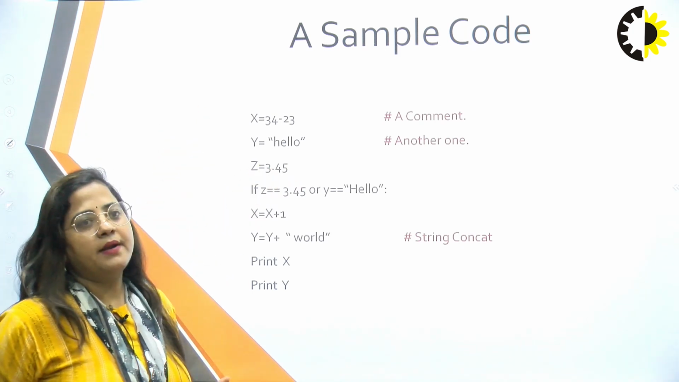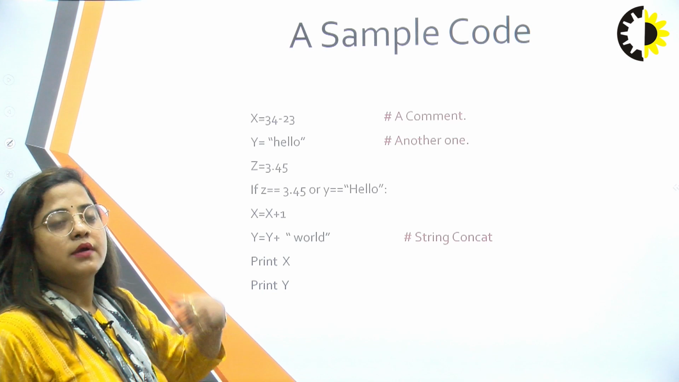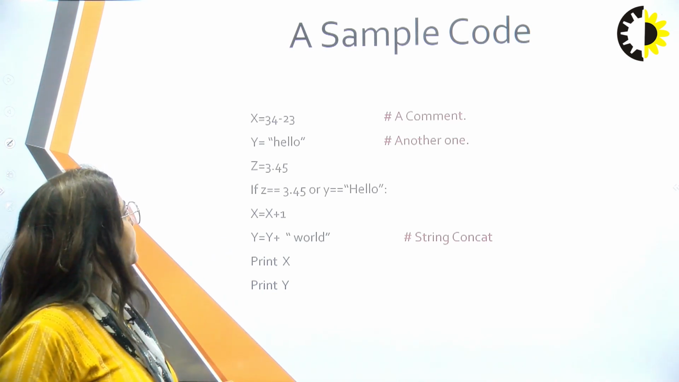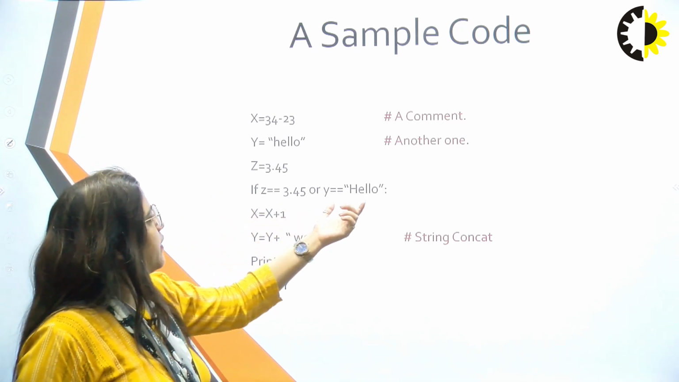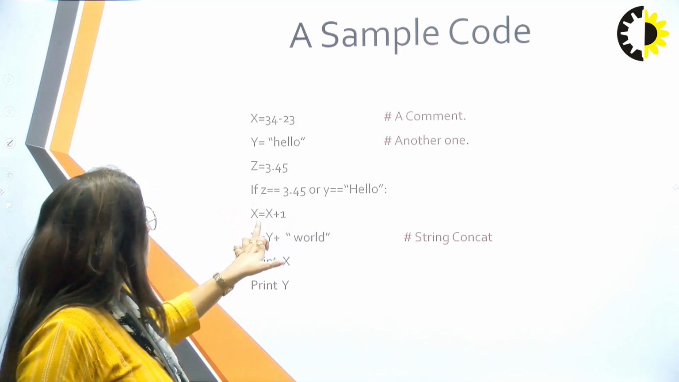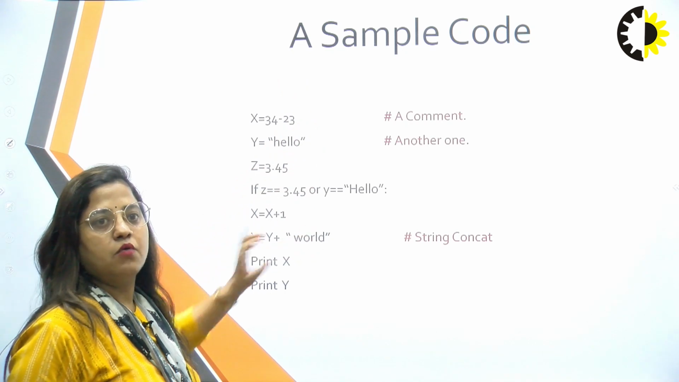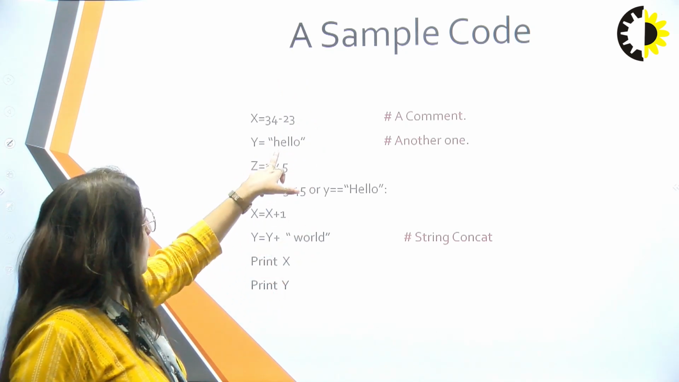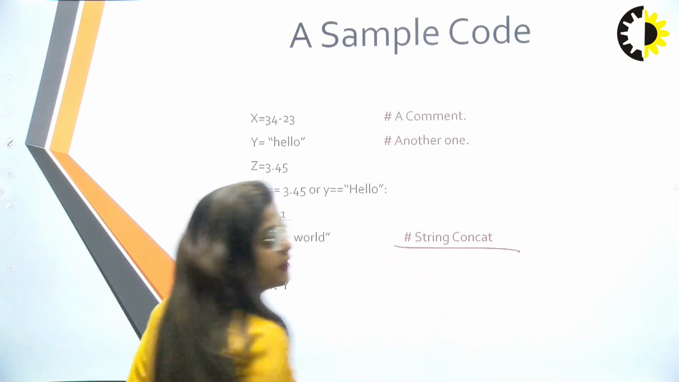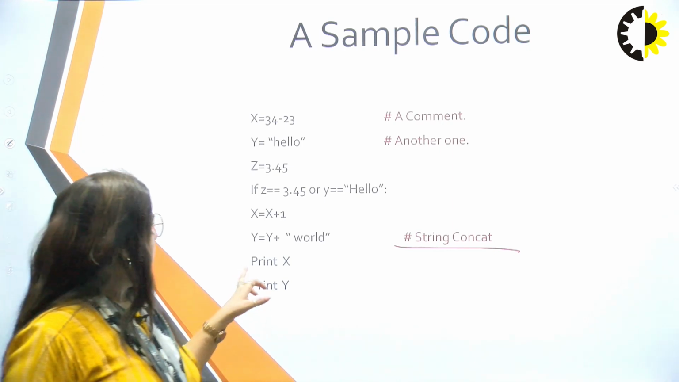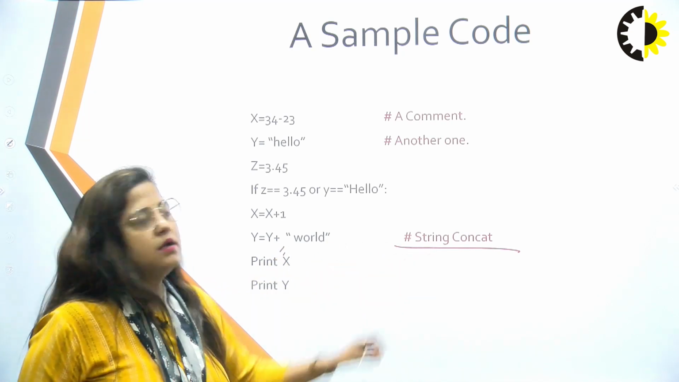So there is no need to declare any data types, whether integer, float or anything else. Python takes it by itself. If z equals this and y equals hello, then x plus 1 gives the output, and y is hello, and it adds this number. Here it is string concatenation, meaning two strings are combined. So print x gives this output plus 1, and y is hello, with string concatenation.